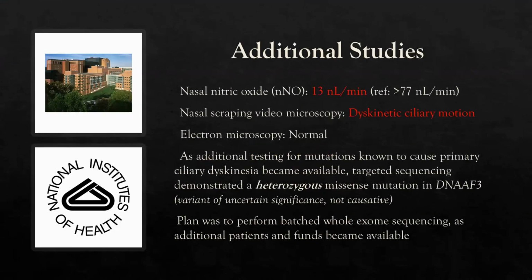He underwent evaluation for primary ciliary dyskinesia and had an abnormally low nasal nitric oxide test, as well as dyskinetic ciliary motion on video microscopy. However, electron microscopy of the cilia was normal, and genetic testing for over 40 genes known at the time was unremarkable, just one variant of uncertain significance, but not causative for primary ciliary dyskinesia.